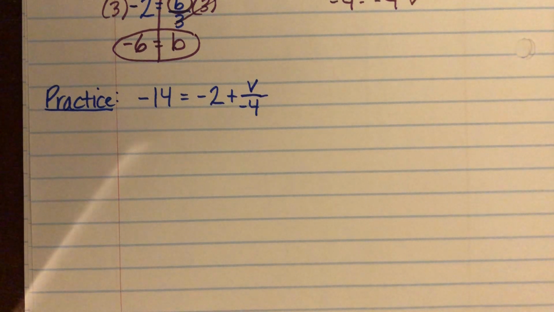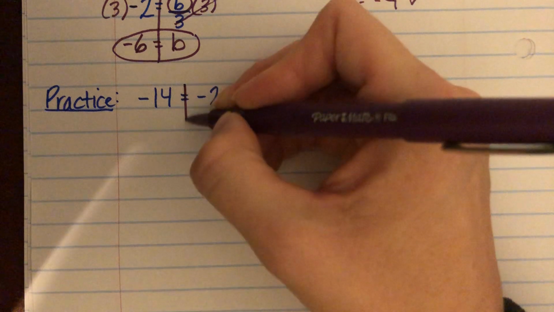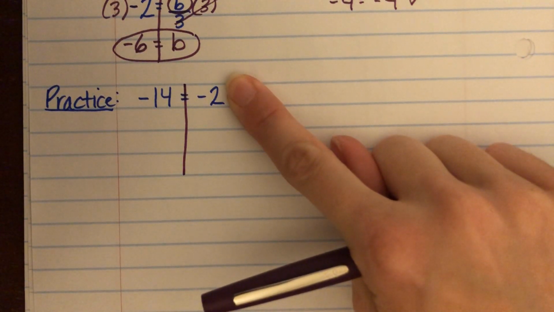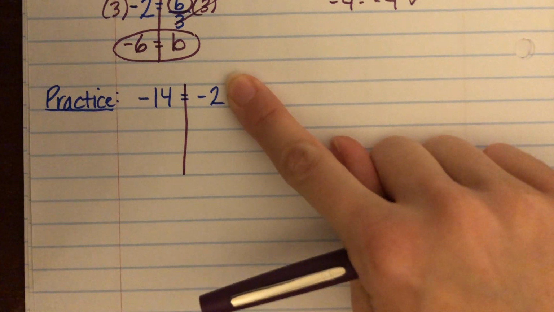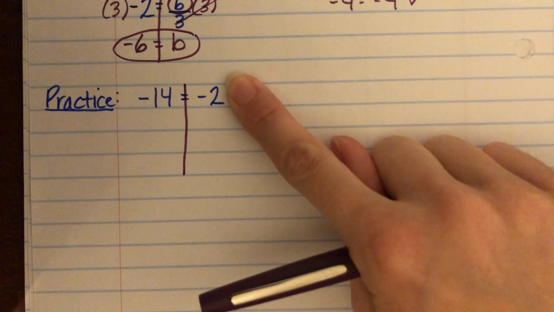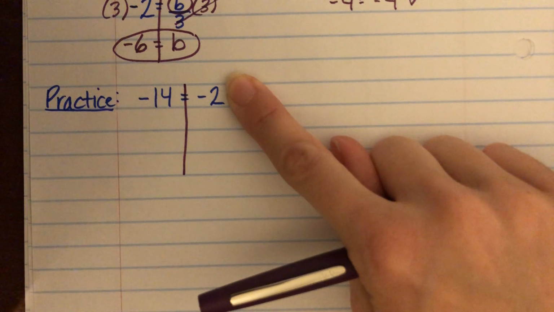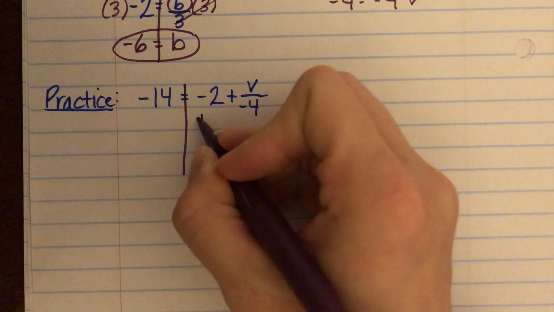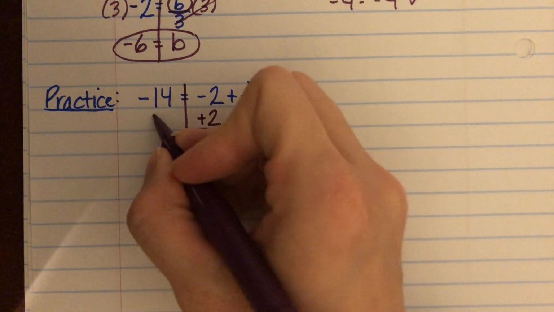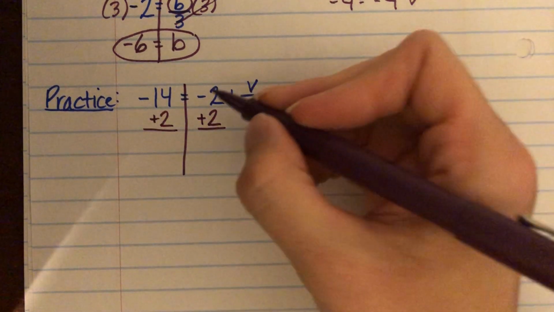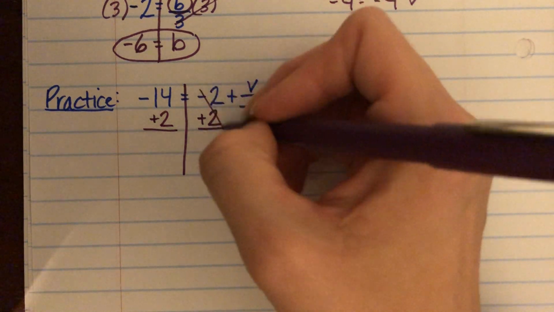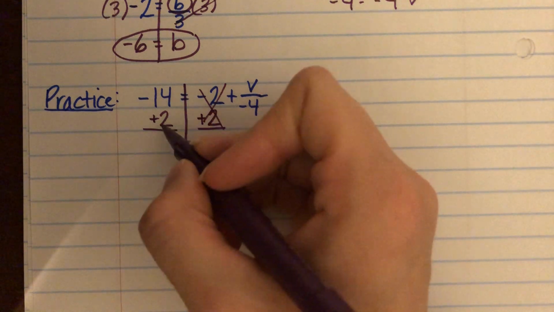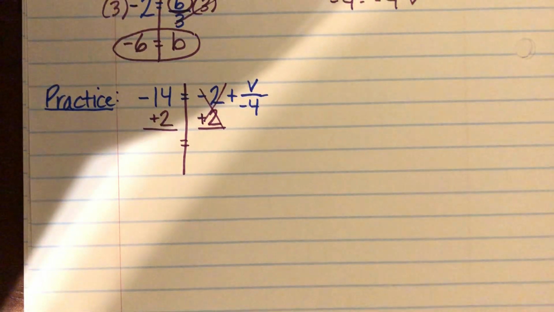All right, let's see how you did. I'm gonna put my balance line in. I'm gonna cover this up. The opposite of -2 is +2, and that's how we're gonna make that be 0, how we're gonna basically get rid of it. So I'm gonna add 2 here, and I'm gonna add 2 here. Well, -2 + 2 is just 0, that's a goner. And then -14 + 2 is gonna be -12.